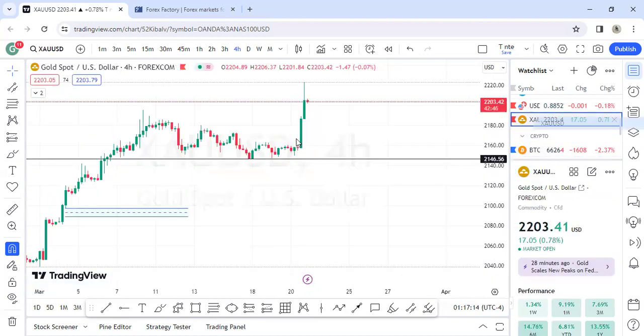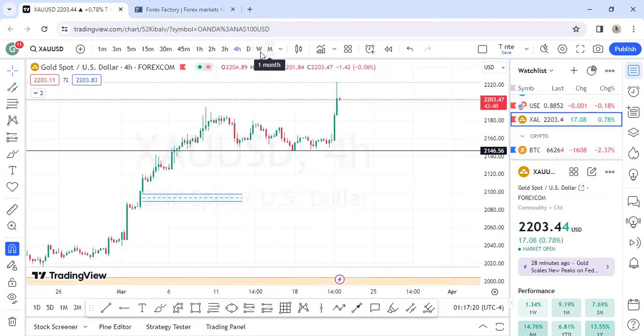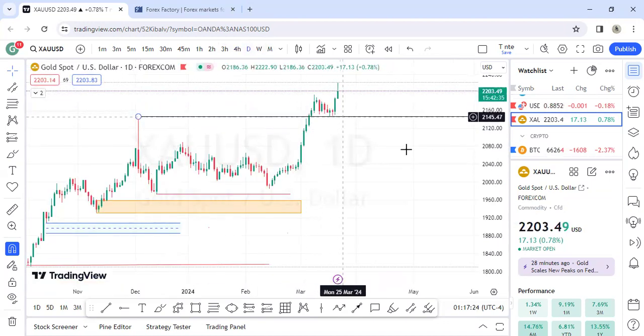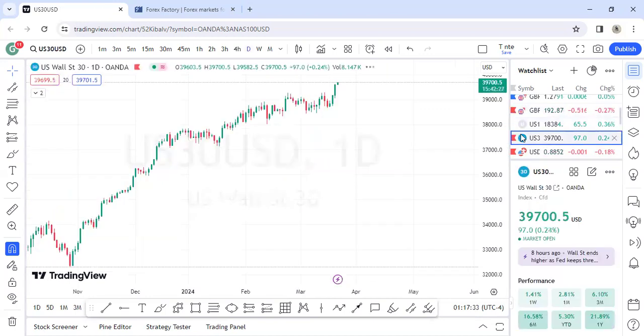So for gold, I don't have anything on gold. Gold has been at an all-time high, so I don't really know how to trade this kind of market. If the market just continues going bullish, bullish, bullish, there's nothing I can do, right? So I just stay out of this kind of market because there's no point of reference. We're not seeing any order block, we're not seeing anything, the market is just going bullish, right?